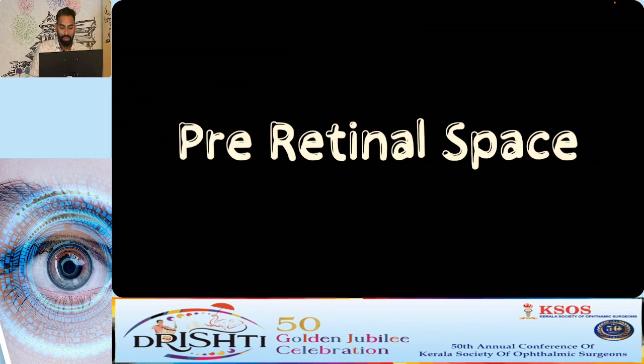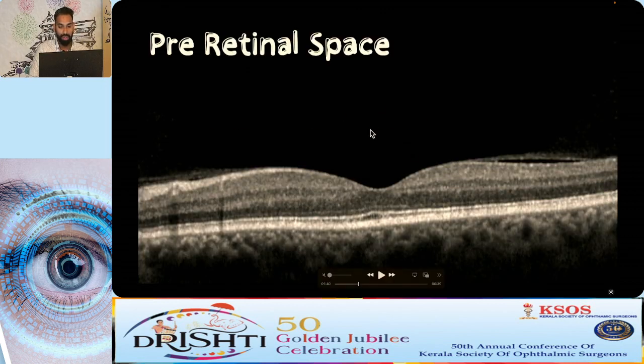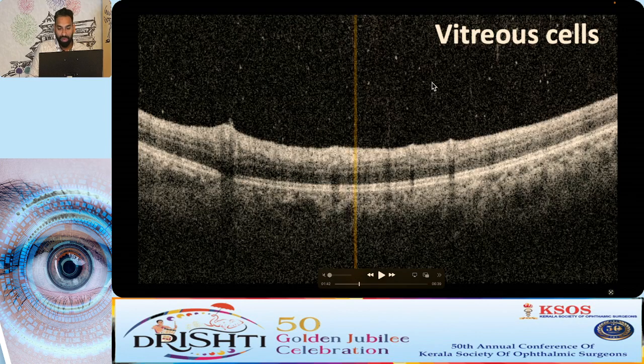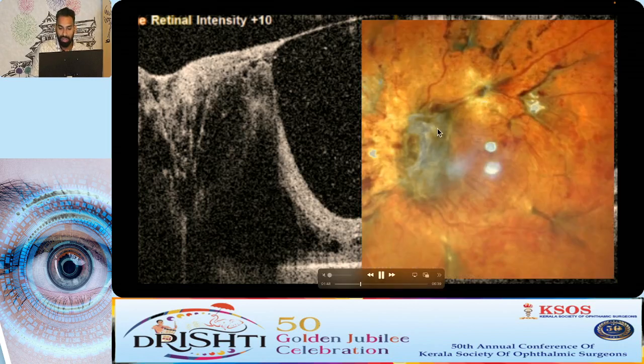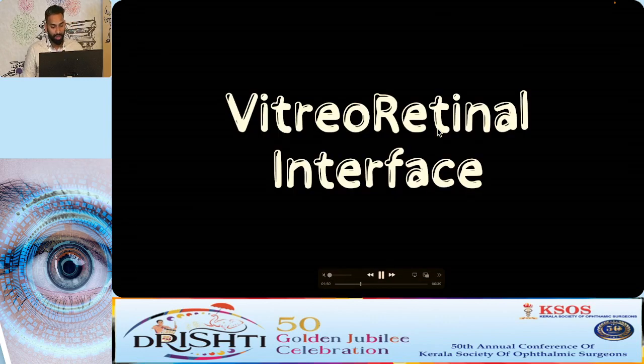So what are the ones which come in the preretinal space? Over here you can see this is the preretinal space. You have an incomplete PVD over here, right? And then we have vitreous cells. In this image you can see vitreous cells, hyperreflective dot kind of lesions. That's all vitreous cells. It is very important to differentiate these cells from vitreous hemorrhage sometimes, like you can see in this DR case.